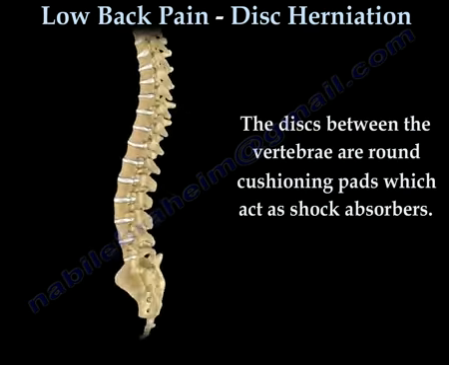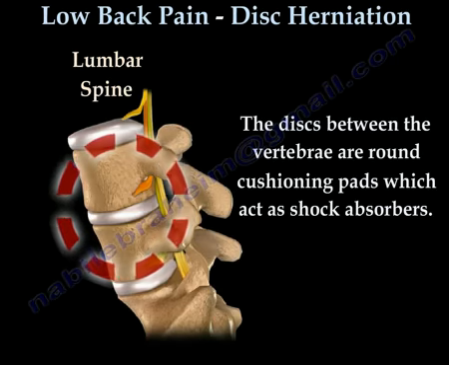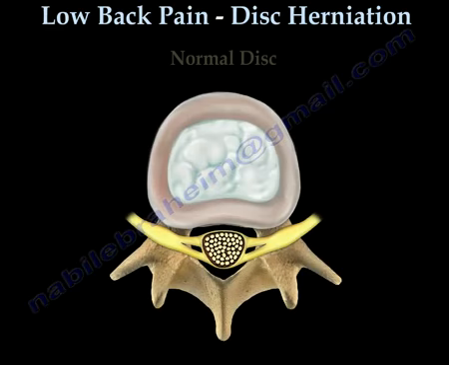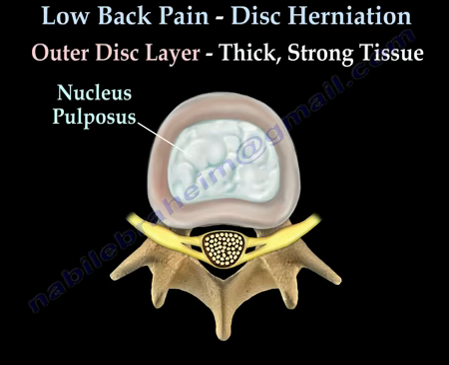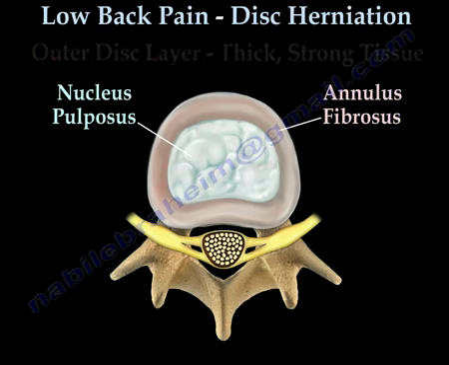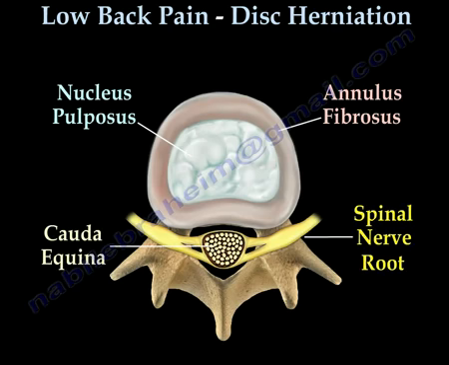The discs between the vertebrae are cushioning pads which absorb the shock. In a normal disc, there are 2 layers: the soft gelatinous inner layer, we call it nucleus pulposus, and an outer thick strong layer, we call it the annulus fibrosus. Behind the disc lies the spinal nerve root and the cauda equina.